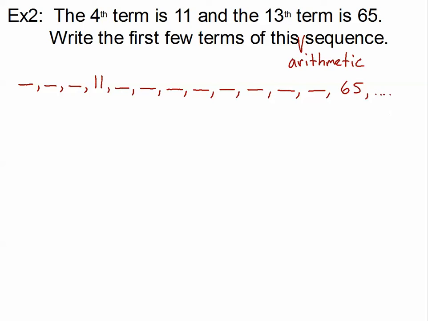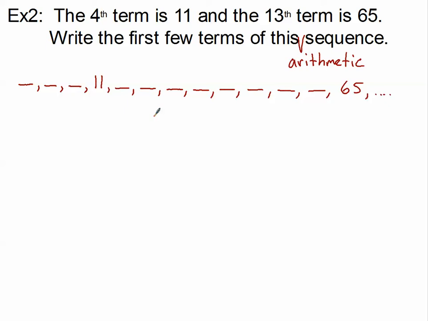Ultimately, we need to figure out d. If we knew what d were, then it would be pretty easy. Adding d gets us up the sequence, and we could subtract d to go to the left in our sequence. So I really need to figure out what d is. Now, the brute force way would be to just guess. I know that since I'm going up from 11 to 65, d is positive. So maybe it's a 3, maybe it's a 5, maybe it's a 10. I don't know. You could just guess. I don't want to teach you how to do it by brute force.